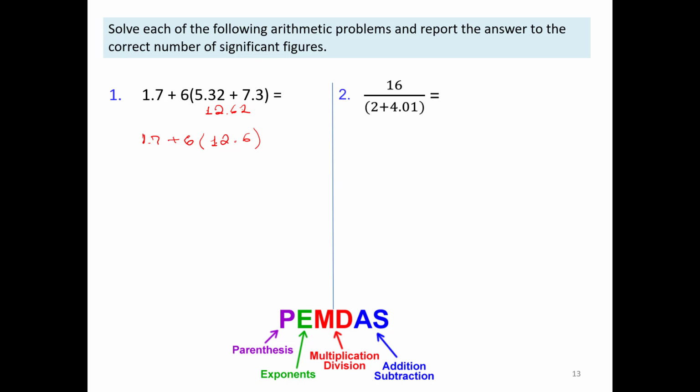The next thing we need to do is multiply. Because we don't have an exponent in this case, the next step is multiplication. We need to multiply 6 times 12.6. Let me write the answer here, and then we will write in the next line with the correct number of significant figures. Then 6 times 12.6 is 75.6.